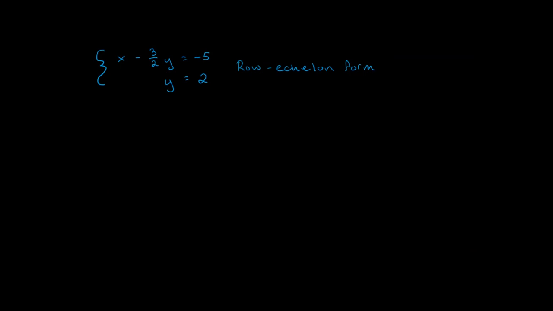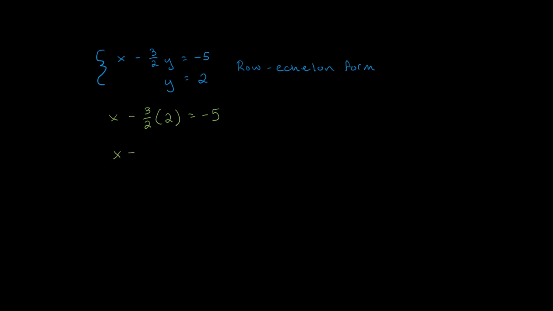So once you're in row echelon form, that's where you do back substitution. I'm going to do this in a different color to indicate that. The back substitution basically says that we know what y is now, so we're going to plug it back in to the first equation. So we have x minus 3/2 times y, which is 2, equals -5. And then we solve for x.